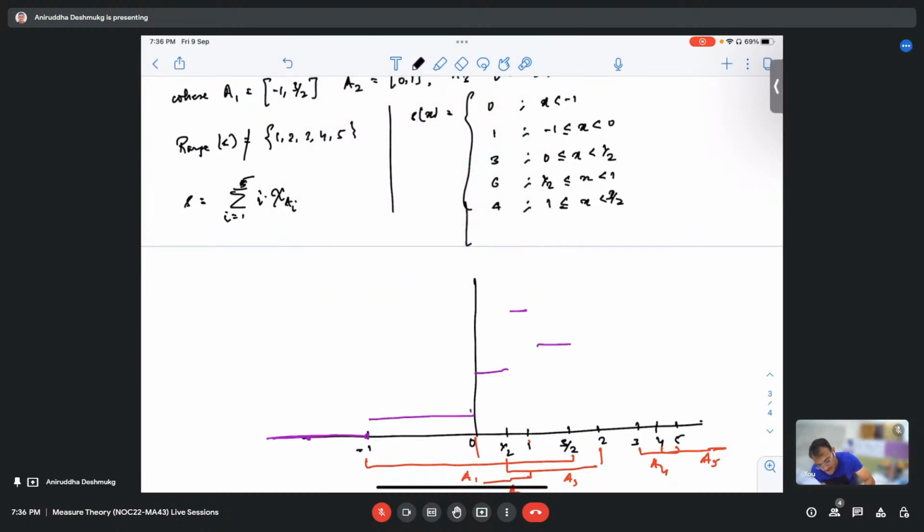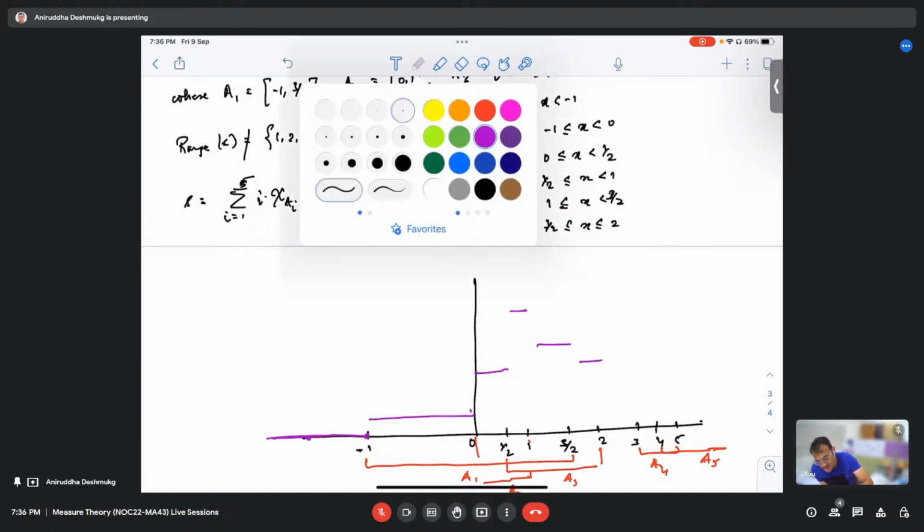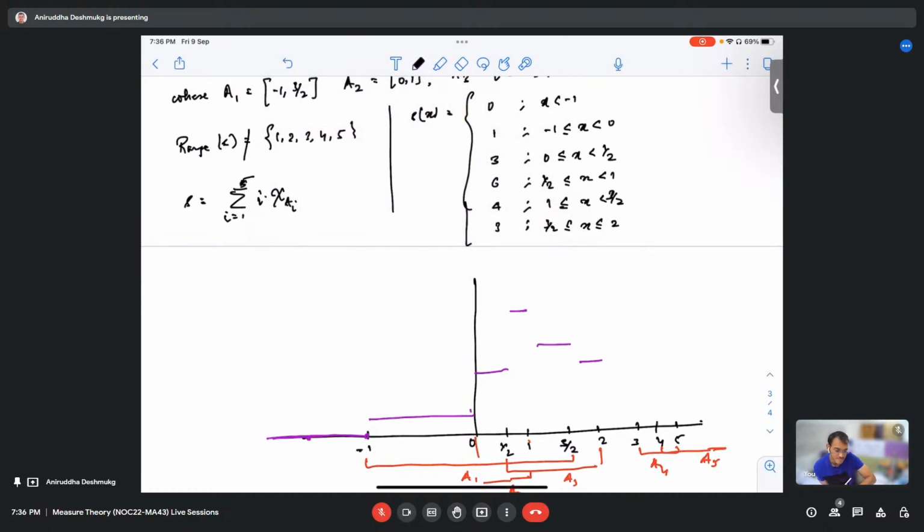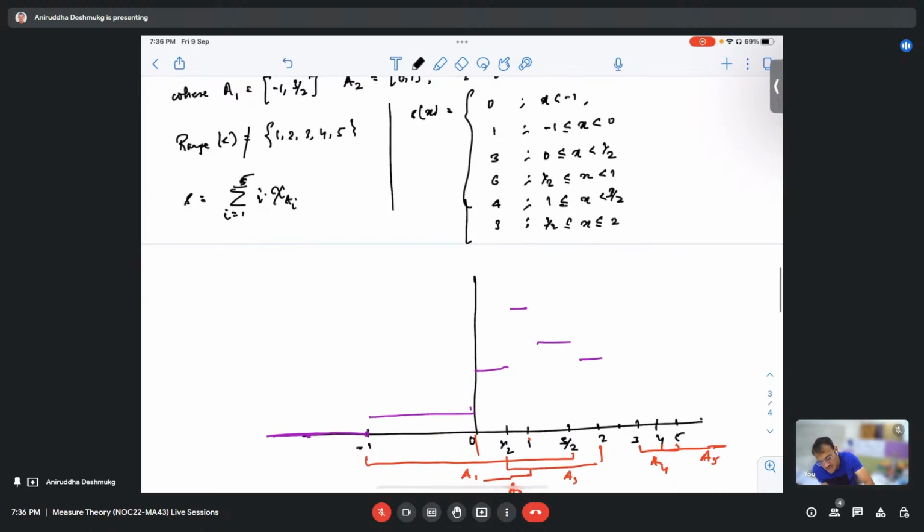What happens after 3 by 2? From 3 by 2 to 2, it is only in A3, not any other set. So it is just 3. Now you tell me the remaining ones. What about 2 to 3? It is obviously 0, right? So it is 0 when 2 is less than x less than 3.